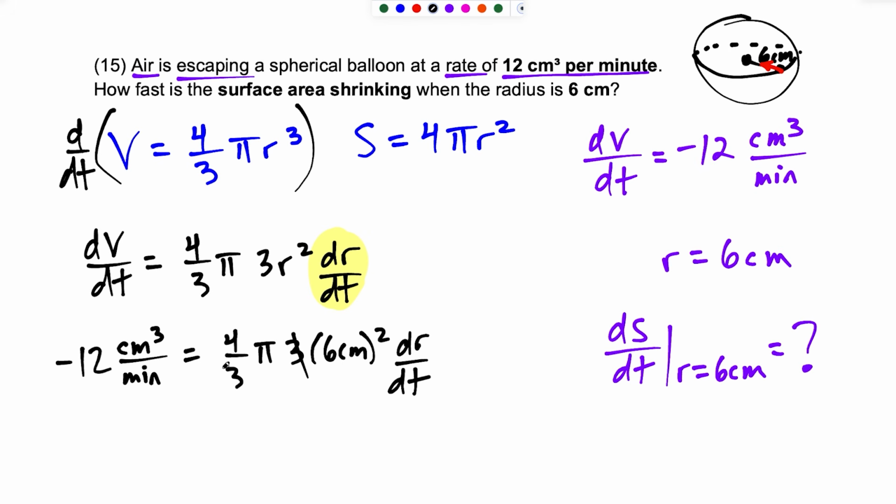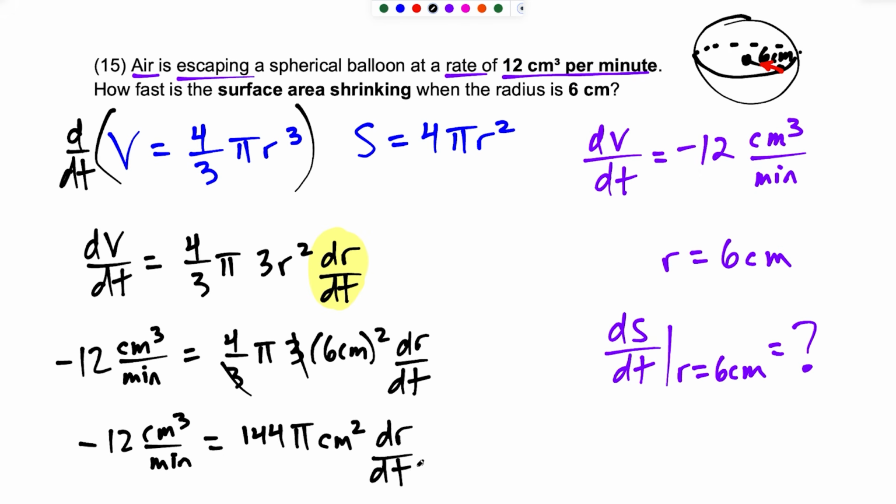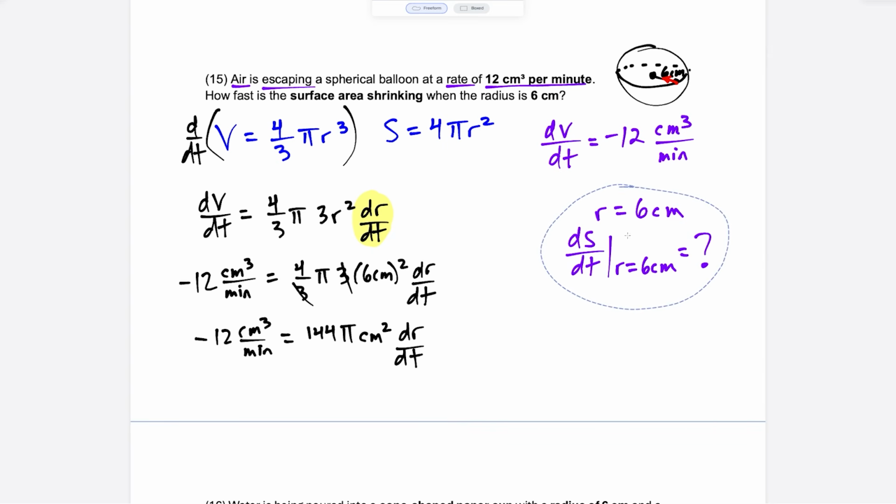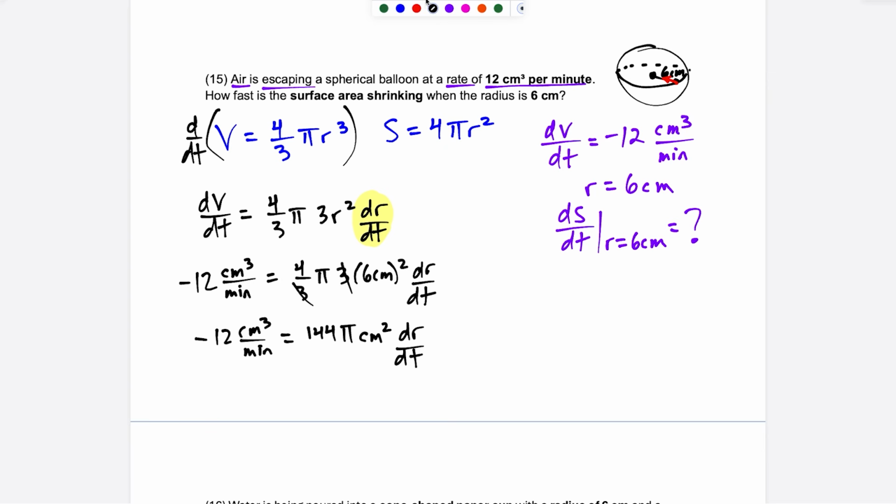And then from here, 3/3 cancels, and we have -12 cubic centimeters per minute is equal to, and then we're going to have 36 times 4. And if we do 36 times 4, that's going to give us 144. So we're going to have 144 times pi, and we have centimeters squared, so we have square centimeters, and then dr/dt like this. So now we'll just make a little bit more space. I'm just going to squeeze these together here. So we'll move these all next to each other like this, our givens, and what we're looking for. So now what I'm going to do is divide both sides by 144 pi square centimeters.